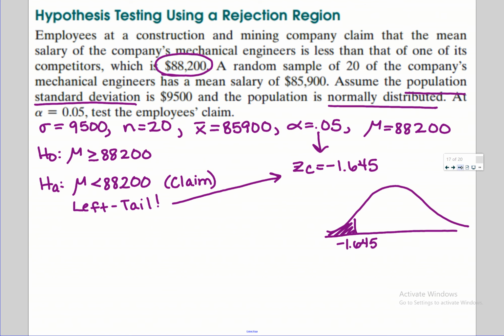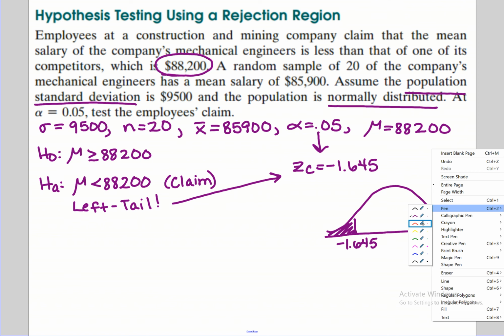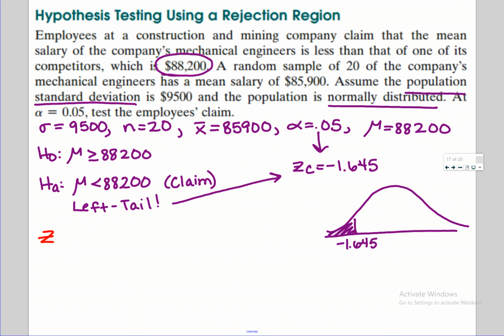The last thing to do is to calculate our z-score that comes from our sample information and determine, is that z-score going to be located in this rejection region or not. The formula that we use for this always was x bar minus mu over the standard deviation divided by the square root of the sample size. Okay, so we're just plugging it in.